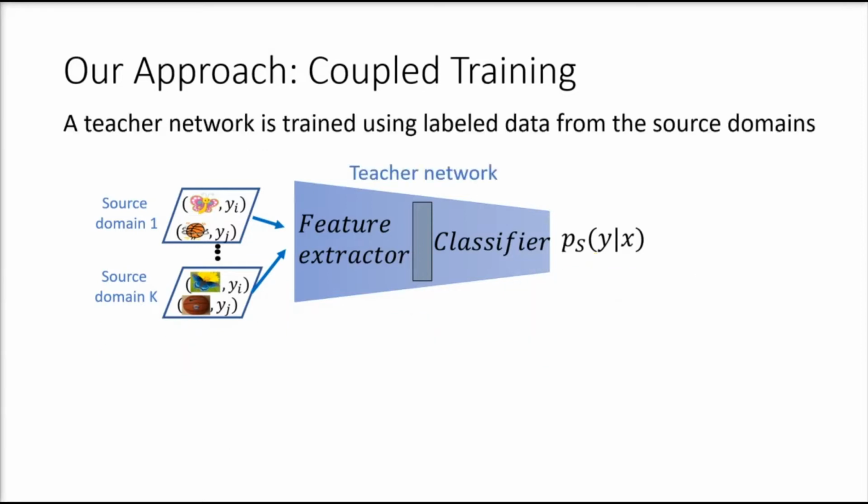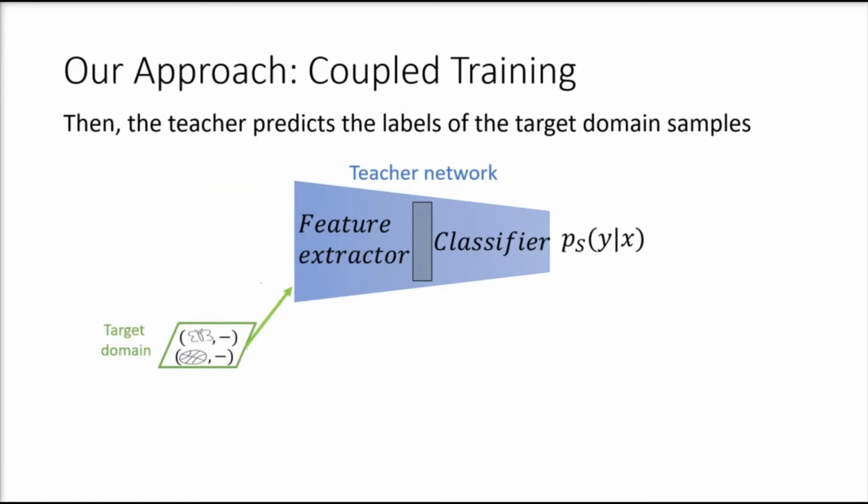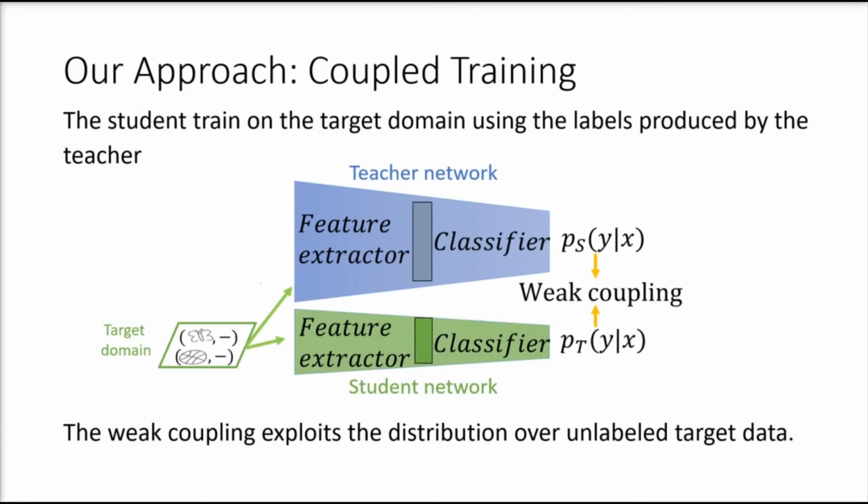First, we have a teacher network. A teacher network is trained using labeled data from the source domains. Then, the teacher predicts the labels of the target domain samples. Then, the student is trained using the target domain samples and the labels produced by the teacher network. Note that the student network is trained only on the target domain, so it has no direct access to the source features. This reduces negative transfer.